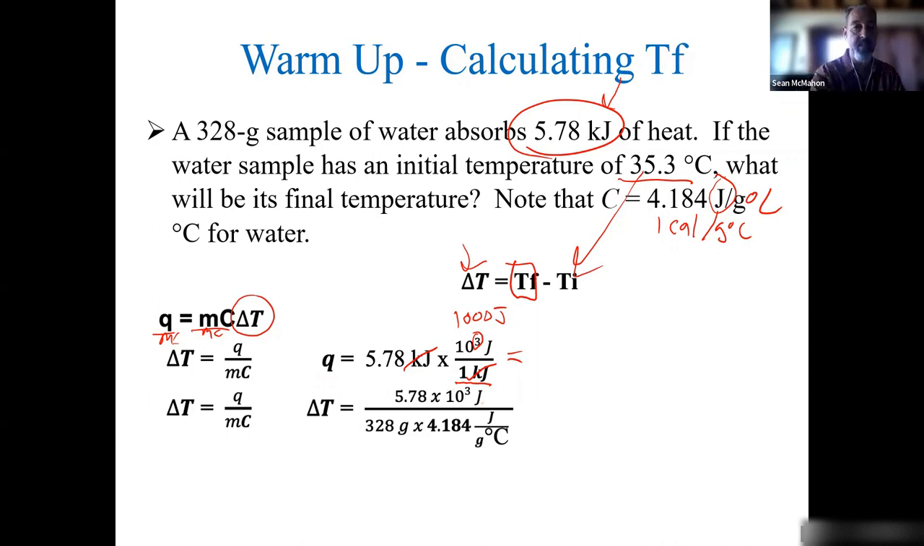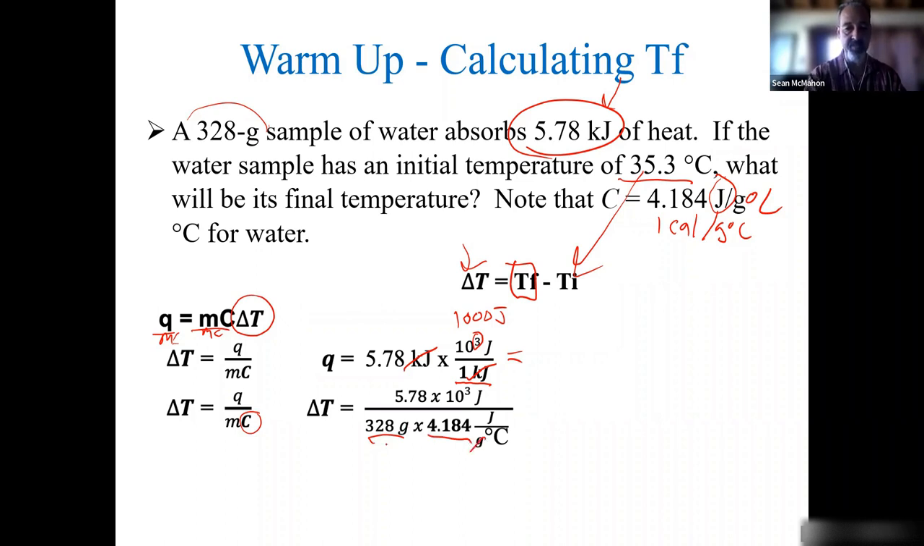Then I plug in the mass that was given, the 328 grams, and then I plug in the specific heat for water, which again is the one that you should know. The rest of them you can look up, they'll be provided, no one expects you to know. But water, you're kind of expected to know, it's the reference point. And here's the 4.184 joules per gram degree Celsius.